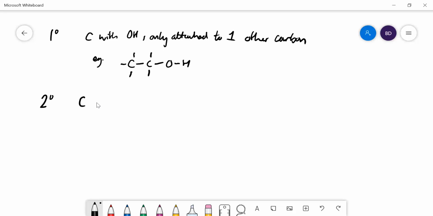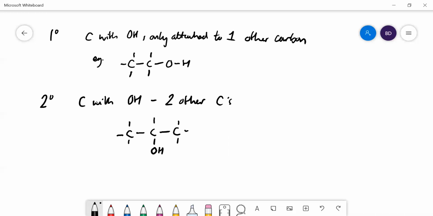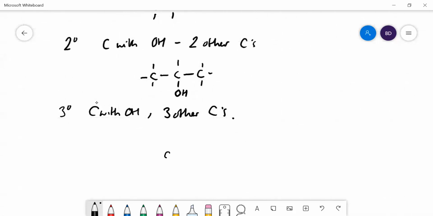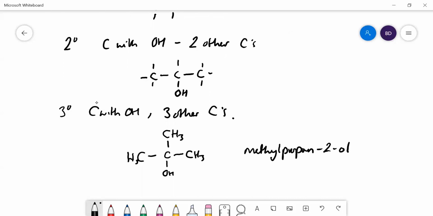Secondary, the carbon with the OH is attached to 2 other carbons. So the simplest secondary alcohol would be propan-2-ol. And a tertiary alcohol is when you've got the carbon attached to 3 other carbons. So the simplest tertiary alcohol would be, here's a carbon with an OH on it, and we need to have a carbon attached to each of those. I won't bother doing all the hydrogens. That would be methylpropan-2-ol, the simplest tertiary alcohol.